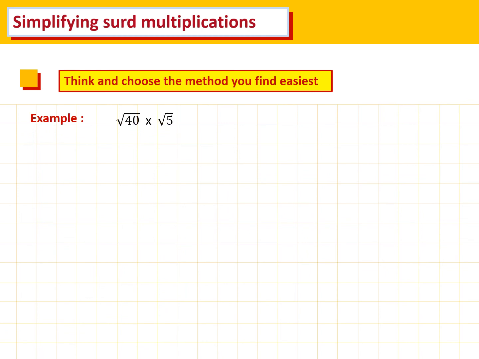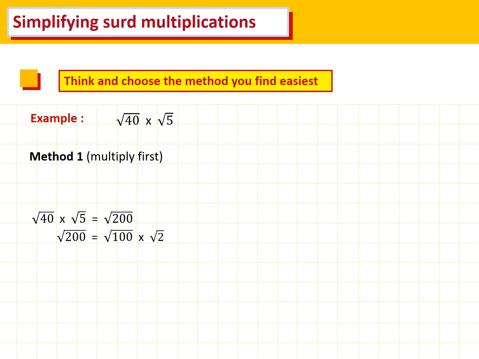The square root of 40 times the square root of 5. Method 1, we would multiply first, so that would become 40 times 5, the square root of 200. What is the largest square number now that divides into 200? There are quite a few square numbers that divide into 200, and the largest of which is 100. So we can write that as the square root of 100 times the square root of 2, and the square root of 100 is 10, so we get 10 root 2.